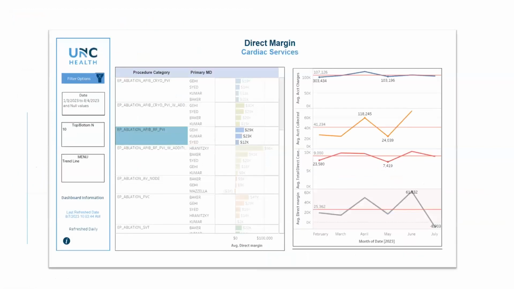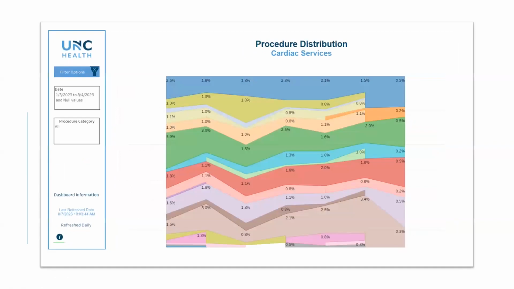In terms of function, this dashboard is exactly like the previous dashboard, and the purpose was just to see the average direct margin over a period of time. And we also, like the previous dashboard, had the opportunity to see it by case detail.